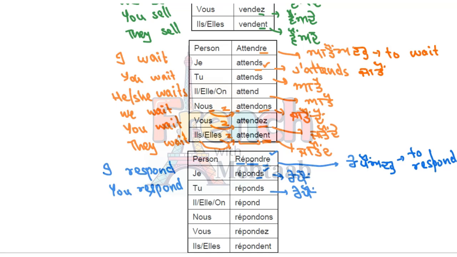So now, if you want to say that he responds or she responds, we would say il répond, elle répond. Ending D, we would not pronounce it. As we conjugate with il and elle, we just remove re from the end and we do not put any kind of termination here. Il répond, elle répond.